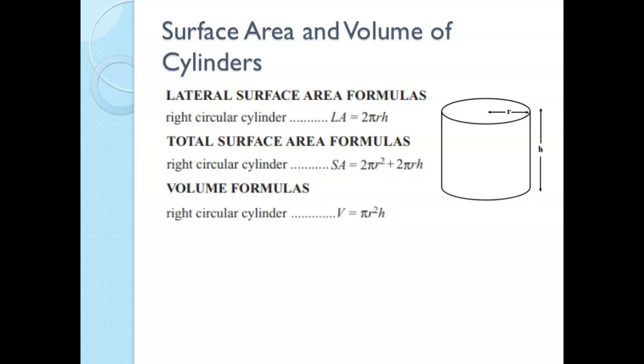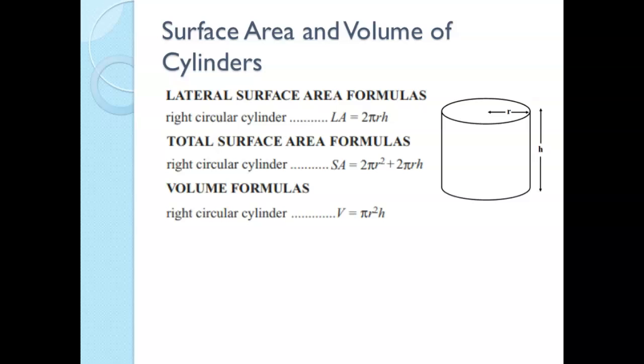Lastly, we have the volume. Remember that to find the volume of a prism, we found the area of the base times the height, and that's exactly what we're doing here as well. The area of the base is pi r squared, and then we multiply that by the height.